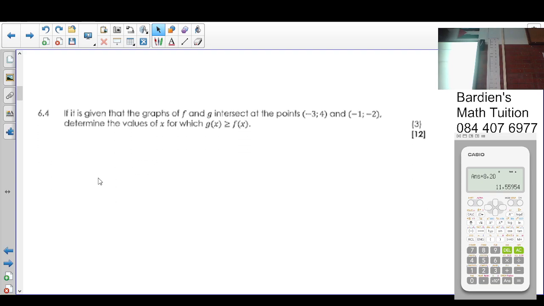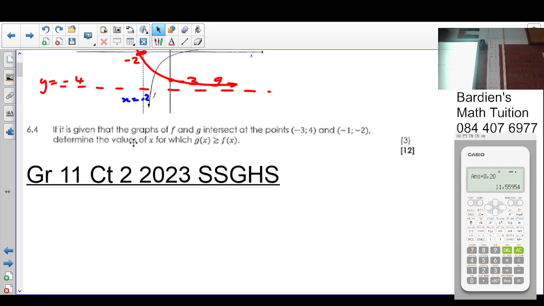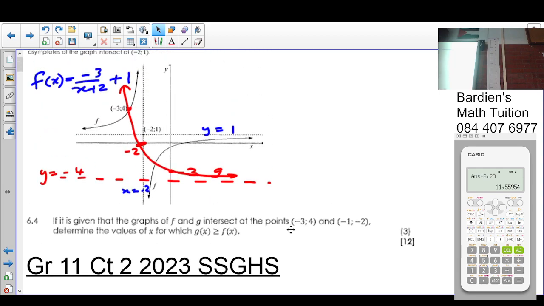Let's go to the next question, 6.4. It is given that the graphs of f and g intersect at negative 3 and 4, and negative 1 and 2. Okay, now we discovered that before they told us this, but we would have known at this point if not. Negative 1, negative 2, so that point there is approximately here. Determine the values of x for which g of x is greater than f of x.